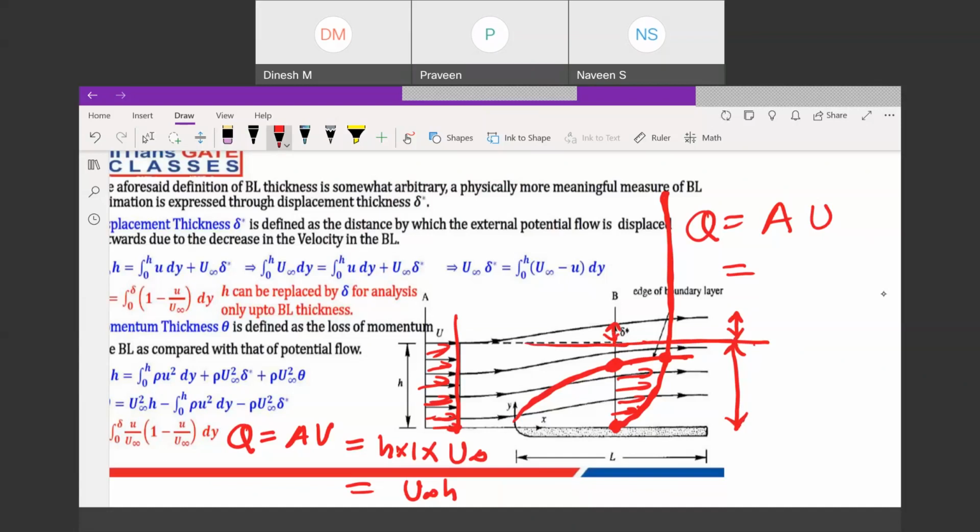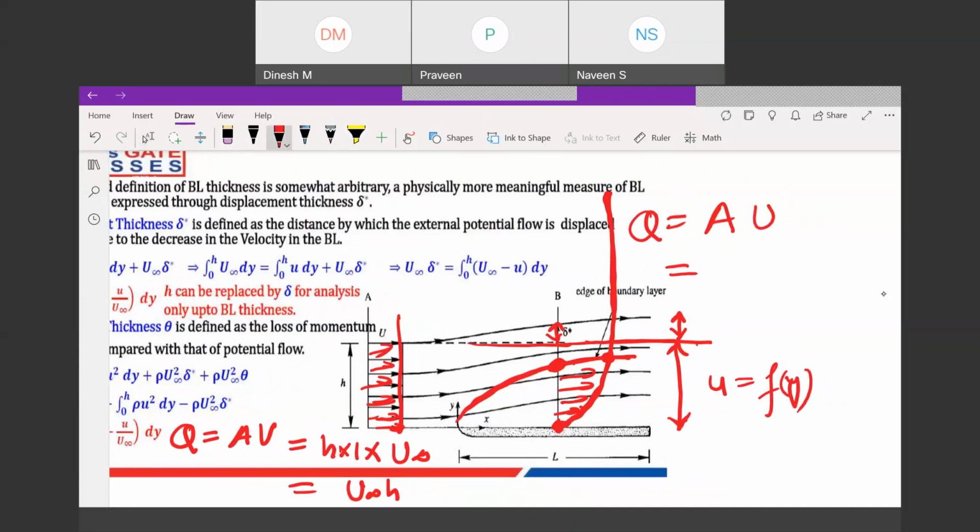Now from here to here, it is varying; u is a function of y. But outside this, u is u infinity. So I will have to calculate the volume flow rate in two parts: first, below this, how much fluid is moving, and above this, how much fluid is moving. Above this, it will be area multiplied by velocity. Area will be this height, delta star, multiplied by unit width, multiplied by the velocity, which is u infinity only. Outside it is u infinity.